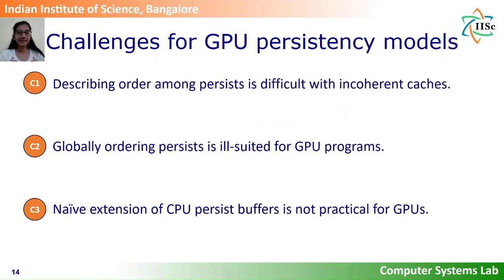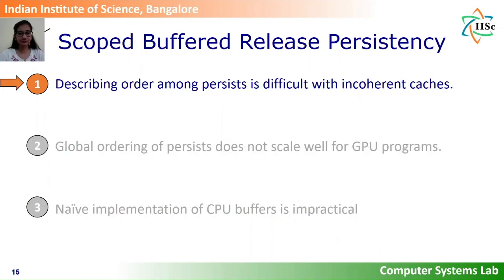To summarize, CPU persistency models are not well suited for GPUs because: 1. In the absence of coherent L1 caches, GPU models cannot easily communicate inter-thread PMO. 2. Global communication of persists is expensive and often unnecessary. 3. Naive extension of CPU persist buffers is impractical for GPUs. Therefore, a formal GPU persistency model that caters to the GPU's unique architecture is essential for high-performance computing.